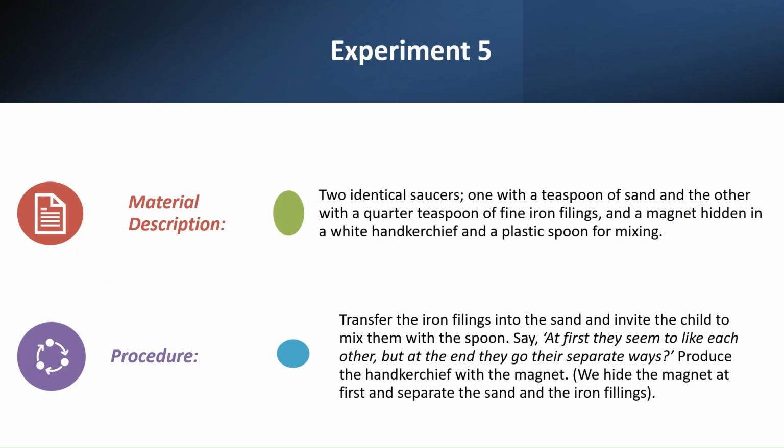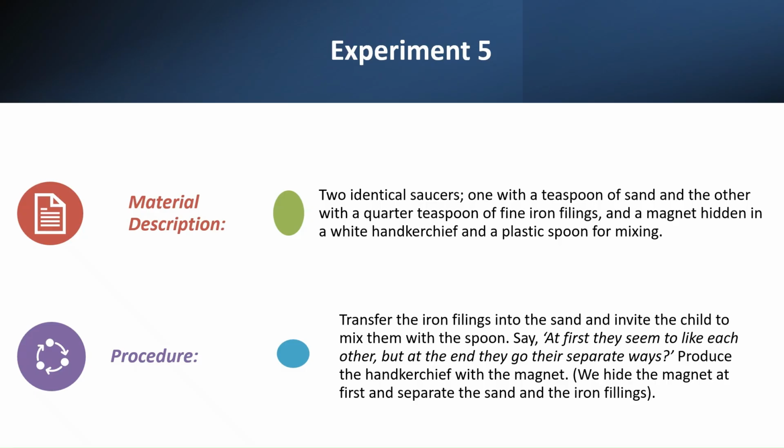Experiment 5. Material description. 2 identical saucers, one with a teaspoon of sand and the other with a quarter teaspoon of fine iron filings, and a magnet hidden in a white handkerchief and a plastic spoon for mixing. Procedure. Transfer the iron filings into the sand and invite the child to mix them with a spoon. Say, at first they seem to like each other, but at the end they go their separate ways.